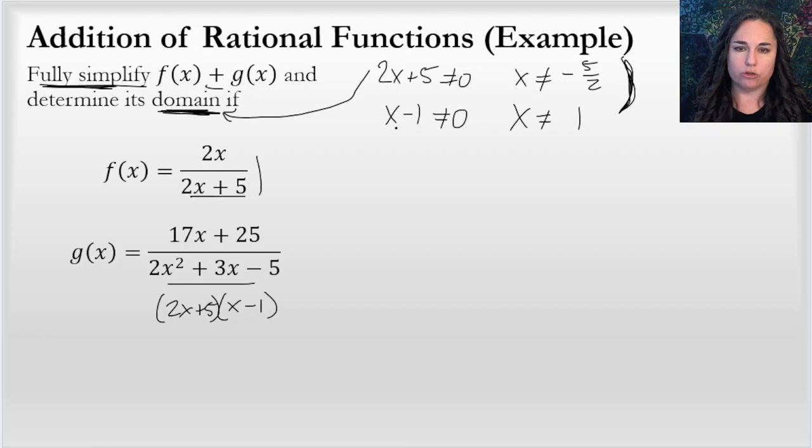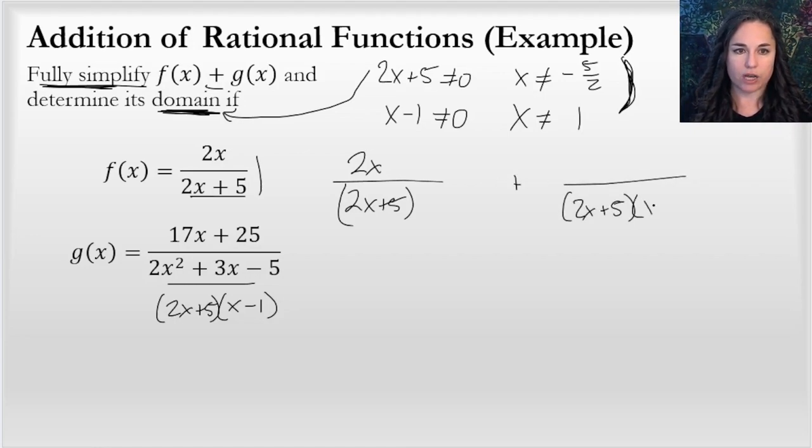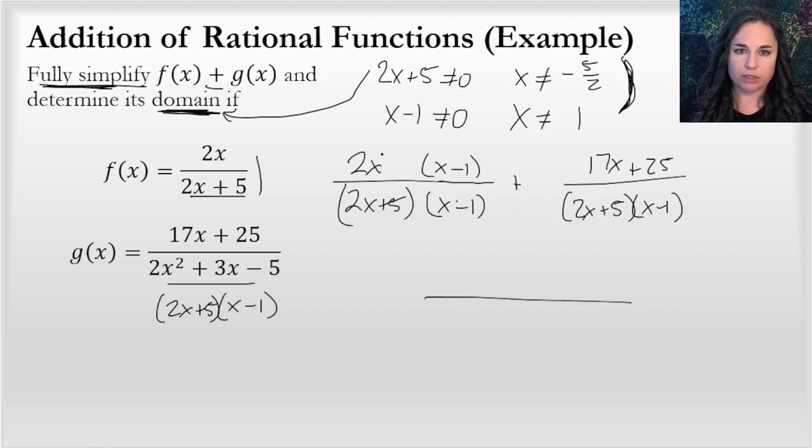So let's go ahead and add our two functions, 2x over 2x plus 5. I'm going to note that when I add two things, I'm going to want a common denominator. This one has a denominator of 2x plus 5 times x minus 1. I can leave the 17x plus 25 here, but in order to get a common denominator, I need to multiply an x minus 1 here and an x minus 1 on top. When I get this common denominator and then add them up, I'm going to distribute this here. So 2x squared minus 2x plus 17x plus 25 over 2x plus 5 times x minus 1.